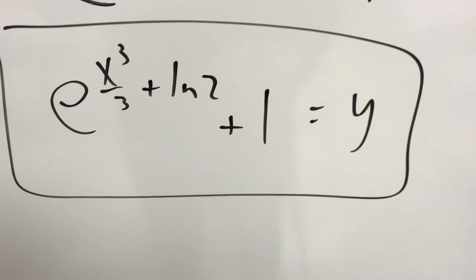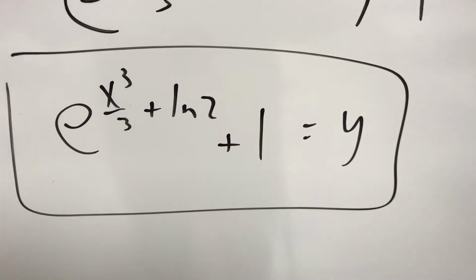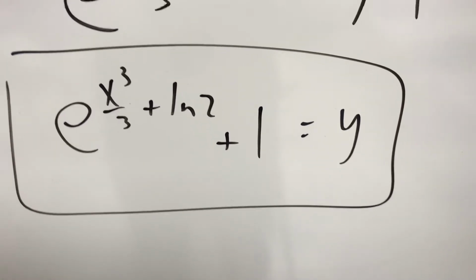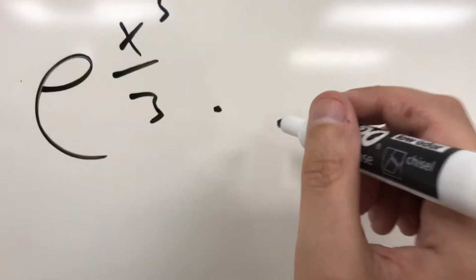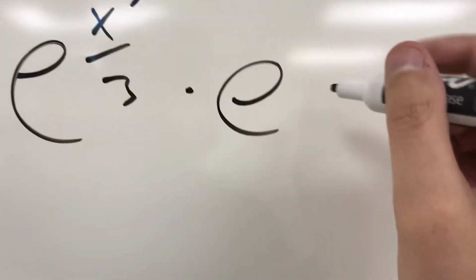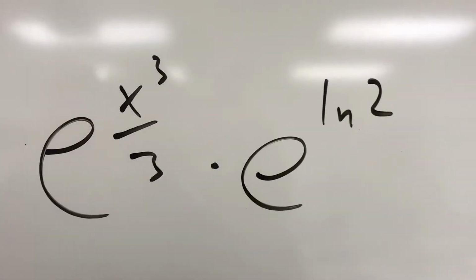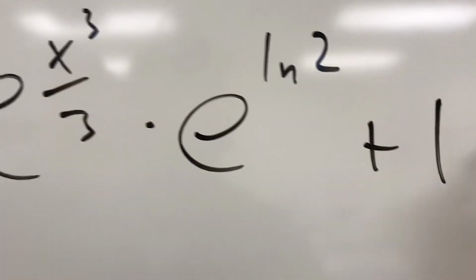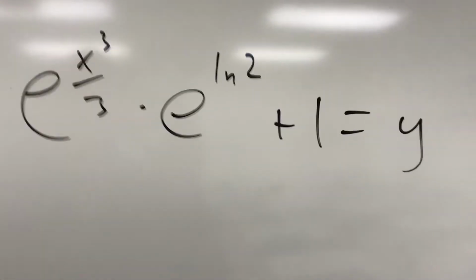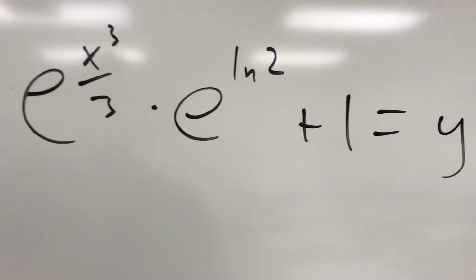You want to leave it like that? That's totally okay. Now, if you want to do a little bit more sophisticated simplification, you don't have to, but if you do, here's what you could do. So we had e to the x cubed over 3. Remember, we had a sum in the exponent. That would be the same thing as e to the x cubed over 3 times e to the ln of 2, right? If you have the same bases, you add exponents. If you rewrite it using one base, plus 1 is equal to y, okay? e to the ln of 2 power, that's just 2.